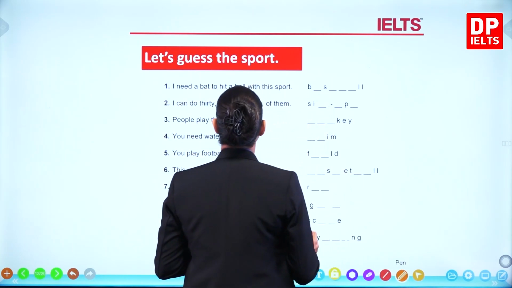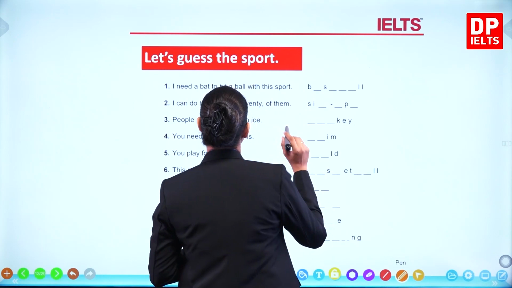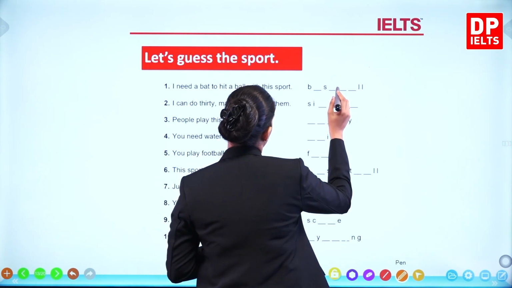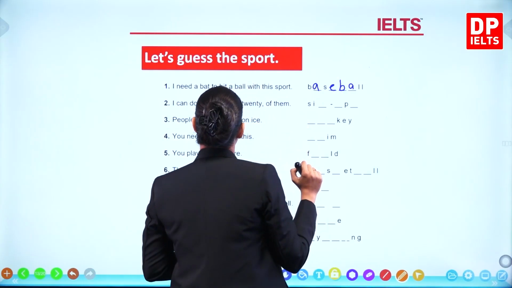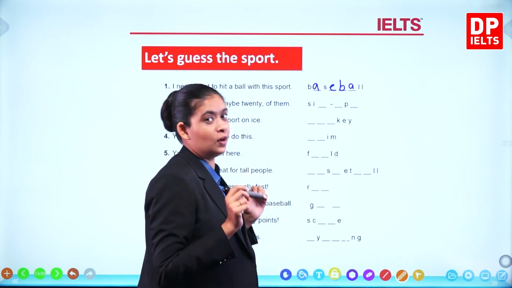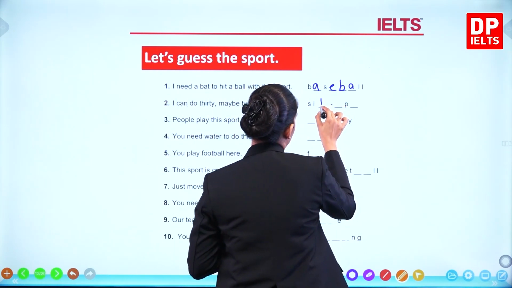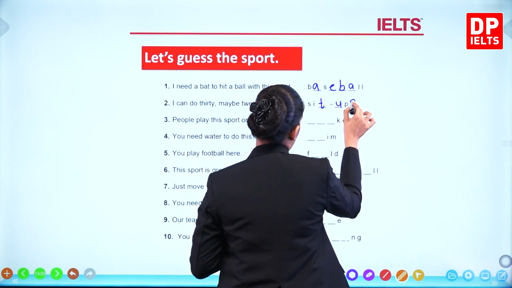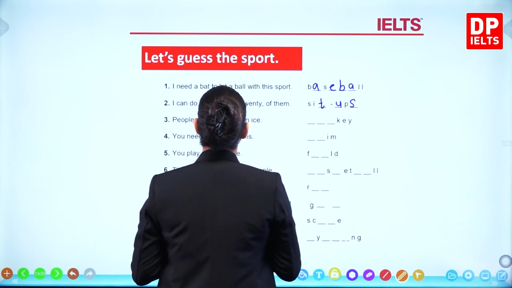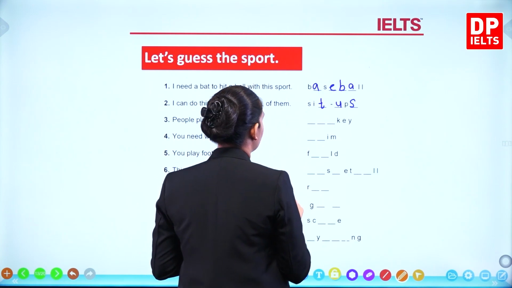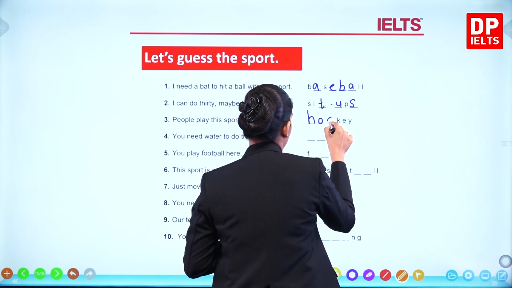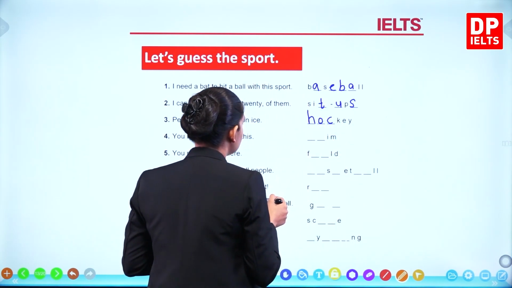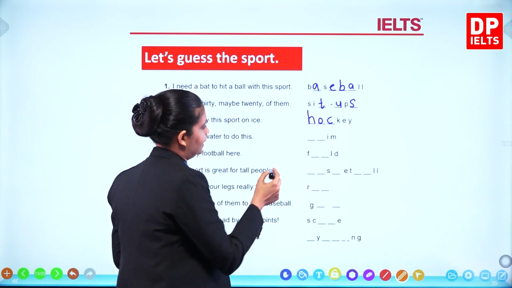Right? So first one, I need a bat to hit a ball with this sport. So what is it? Baseball. I can do 30, maybe 20 of them. What can you do? Sit-ups. People play this sport on ice. Okay, they could actually play it on ice as well. Hockey. You need water to do this. Okay, so you need water and that could be swim.